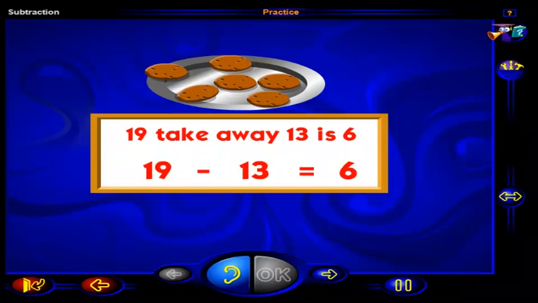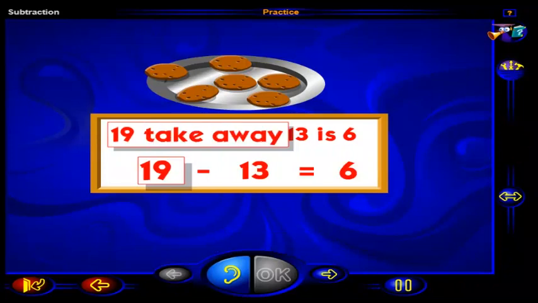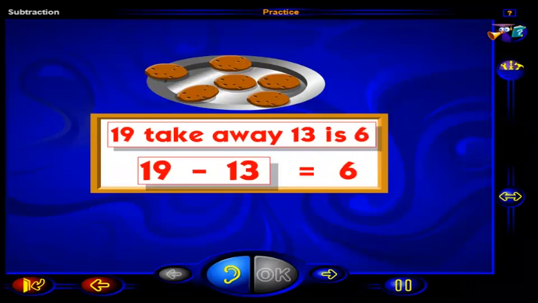The number we're taking away from 19 goes here. To show that we're taking away, we use this sign next. And the number that we're taking away, 13, goes here. To show that this difference is 6, we put the equal sign here before the 6.